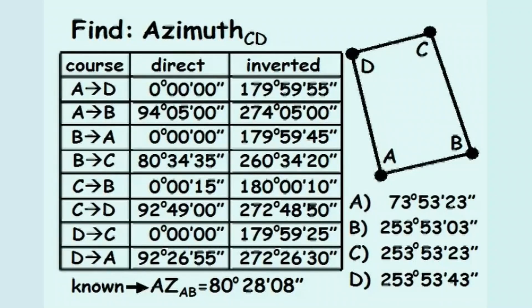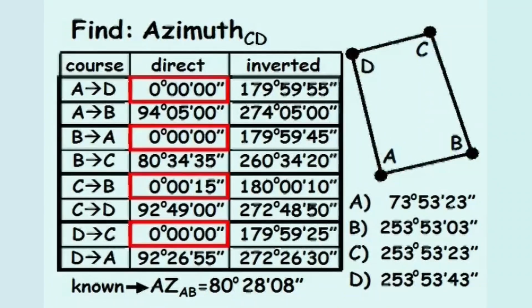Find the azimuth of course CD. In this problem, points A, B, C, and D form a closed traverse. A direct and inverted azimuth is measured from each point to its two adjacent points on the traverse, where the first direct azimuth value is approximately 0 degrees and the first inverted azimuth value is nearly 180 degrees.